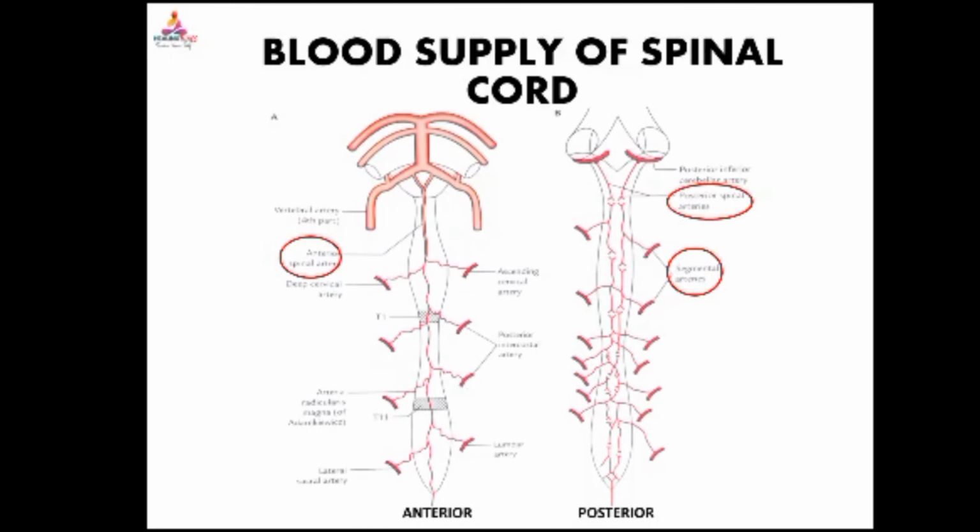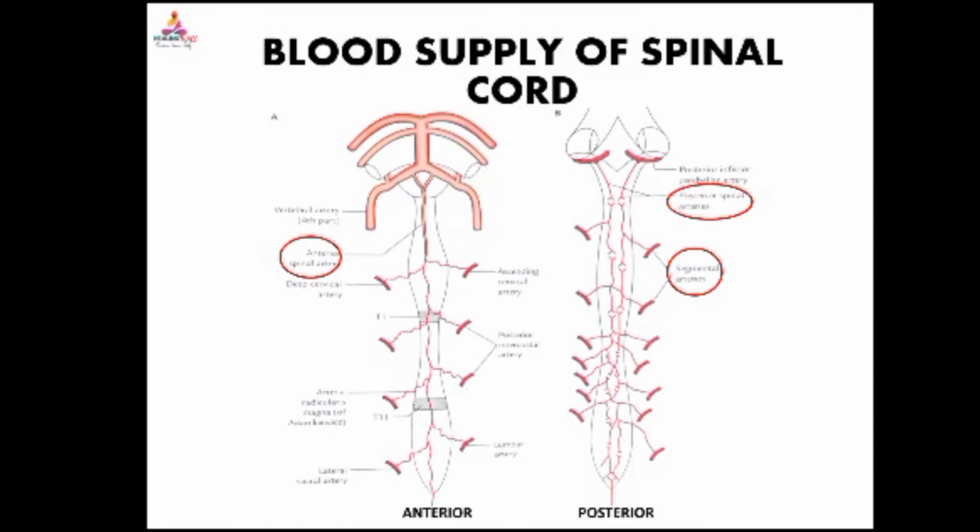Next is the blood supply of the spinal cord. The spinal cord is supplied by the following arteries: the anterior spinal artery, two posterior spinal arteries, and segmental arteries. The anterior spinal artery is formed by the union of two small spinal branches of the right and left vertebral arteries in the upper cervical canal. It runs caudally in the anterior median fissure of the spinal cord and terminates along the filum terminale.